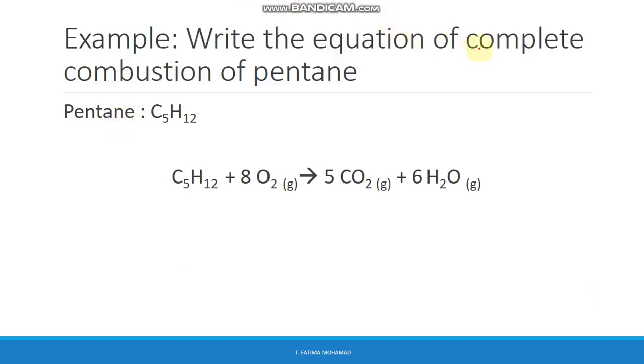Example, write the equation of complete combustion of pentane. Pentane is C5H12, and we said the general equation of combustion of alkane is CnH2n+2, the alkane, plus what? Plus (3n+1)/2. So what is n here? 5. 3n, this means what? 15, plus 1 over 2, 16 over 2, which equals 8. So 8, the n equals 5 here, and here with respect to n+1, it is 6 H2O. So this is the complete combustion of pentane.